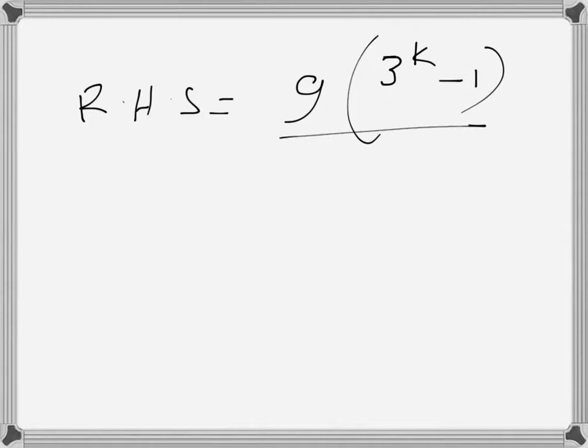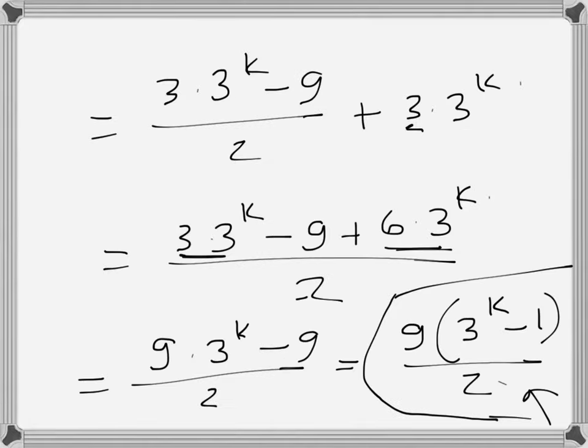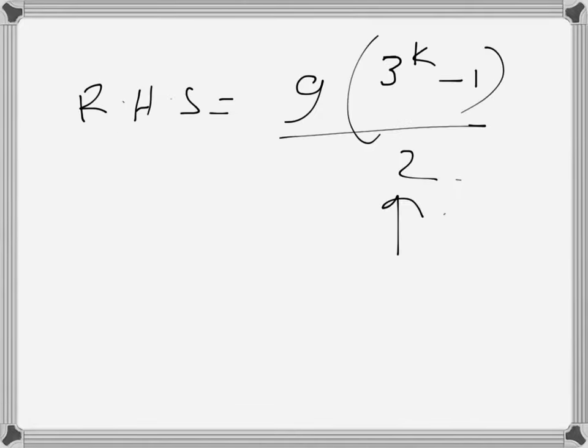And if I look at the right hand side, when n is equal to k plus 1, it directly becomes 3 to the power n minus 1, that was. So when n is equal to k plus 1, it becomes 9 times 3 to the power k minus 1, over 2. So this is the left hand side, this is the right hand side, so they are equal.